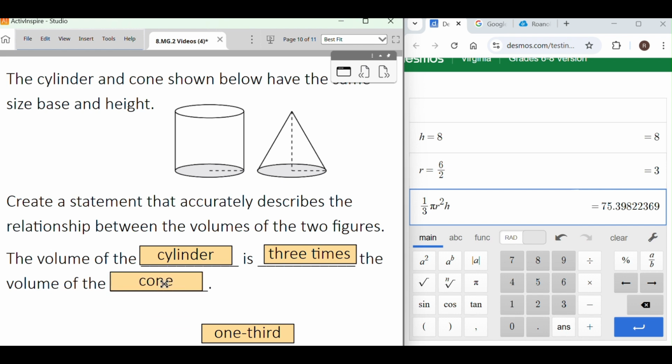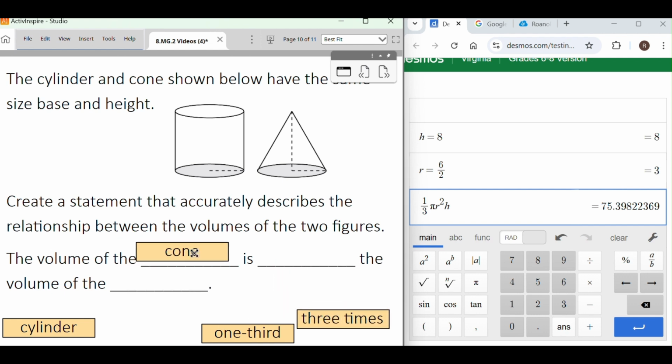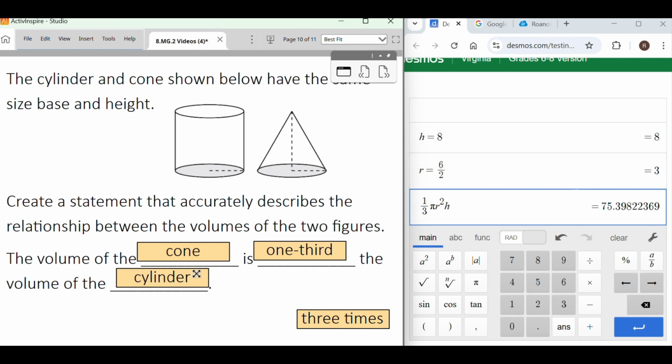I guess we also could have said the volume of the cone is 1/3 the volume of the cylinder. So you could have done it either way. So let's just try it. The cylinder is 3 times the volume of the cone. And then let's go ahead and do it the other way just so you can see it. The volume of the cone is 1/3 the volume of the cylinder. All right, let's go to the next one.